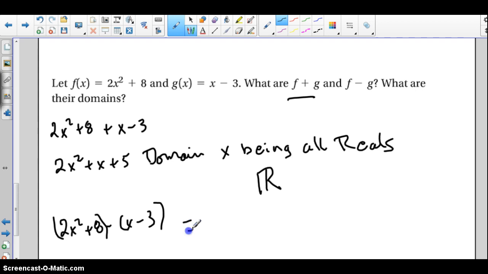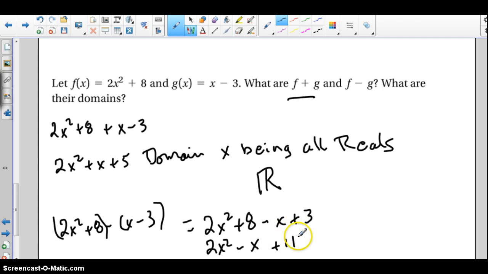Now, this is going to be 2x squared plus 8 minus x minus negative 3, so that's going to become plus, and then you simply combine like terms. Nothing with 2x squared. 8 plus 3 is going to be 11, and you're going to have that negative x right here for a standard form.